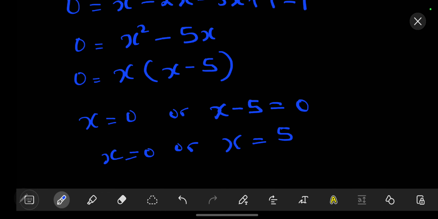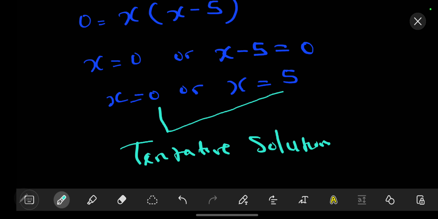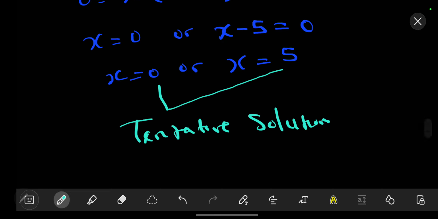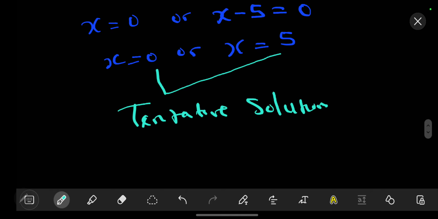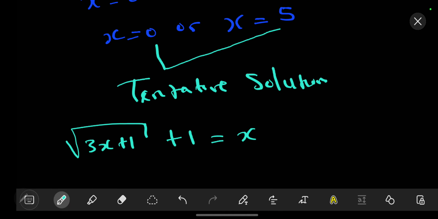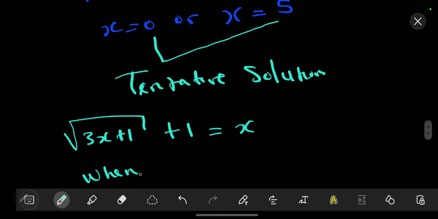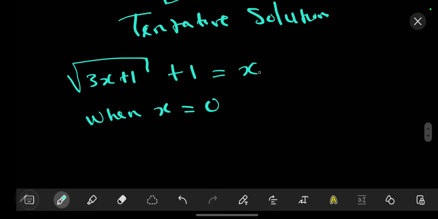So already, just by doing that, we have two tentative solutions. So this is the tentative solution. Tentative means to say unsure solution. So now we are going to verify whether or not this will work. So we are going to get our original equation, which is saying that we have our 3x plus 1. So this is our equation. So we are going to say when x is equal to 0, what are we going to get? Are we going to get the value that will be here? So we are just replacing now.